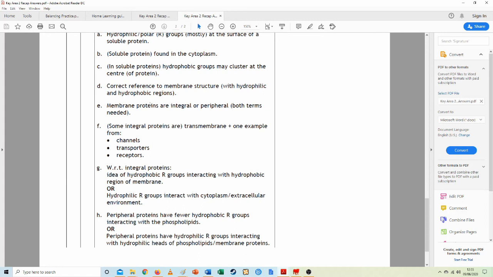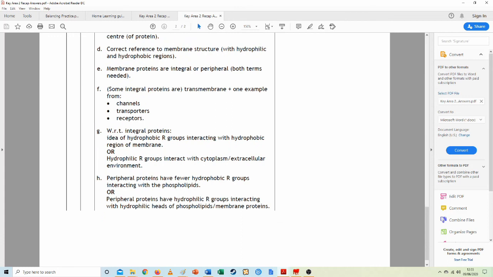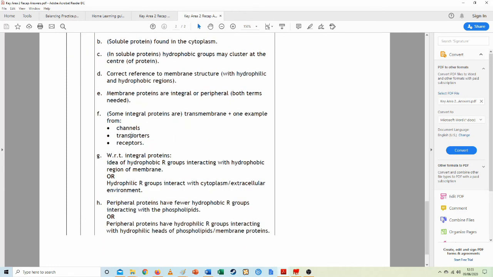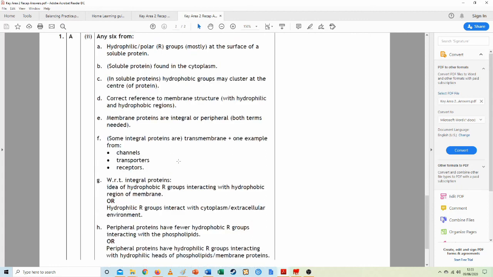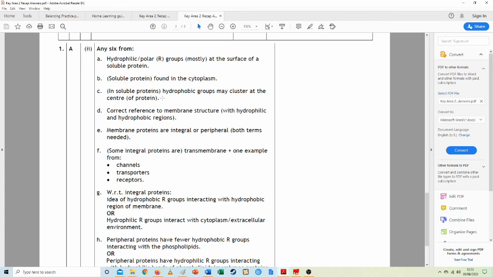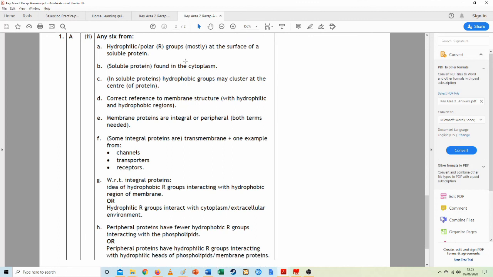We did that. We spoke about proteins as integral and peripheral, and we needed both terms. We got those. Some integral proteins are transmembrane. Integral proteins, the idea of hydrophobic R groups interacting, that's the main bit really that I've fixated on a little bit. That's another important point. When I did this the first time, I really fixated on that bit, and I just spoke about these two bits ad nauseum when I did the questions the first time round, and I missed out quite a few. I didn't even speak about solubility. Completely forgot about it the second time as well.